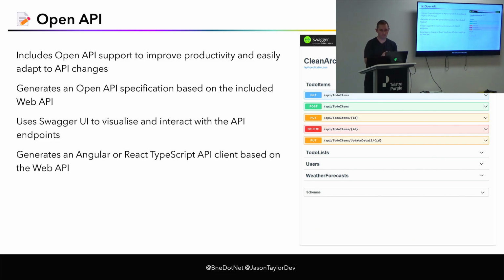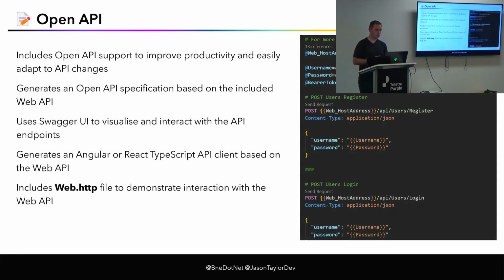So this is really cool. This is one of the really great productivity things. When you're building your Angular or React front end, you don't have to manually write HTTP client code to interact with your API. You have strongly typed interfaces and types, and also strongly typed response and request types. So I've also included a web.http file if you prefer to use that. And if you haven't seen this, this gives you a bit of a playground where you can interact with your API.